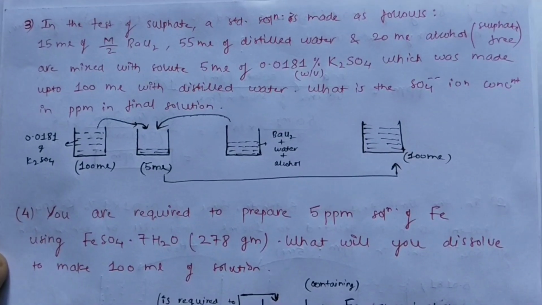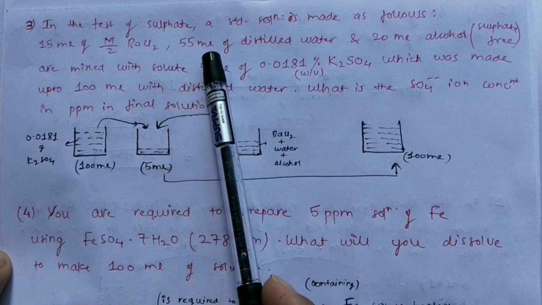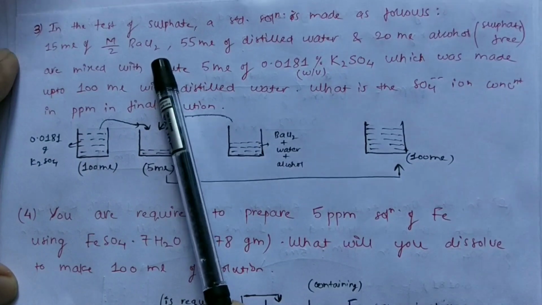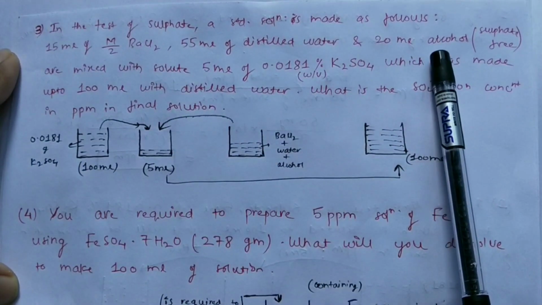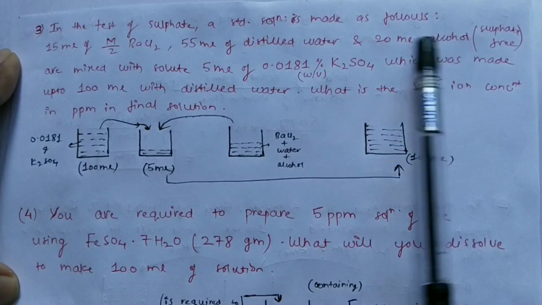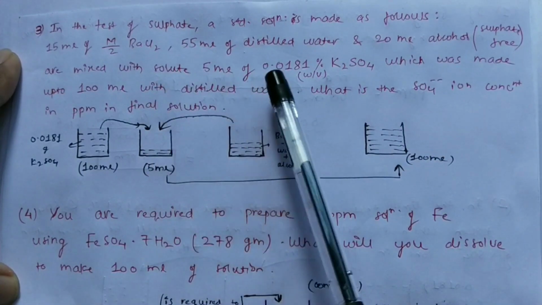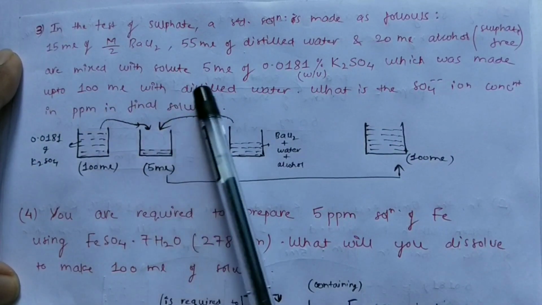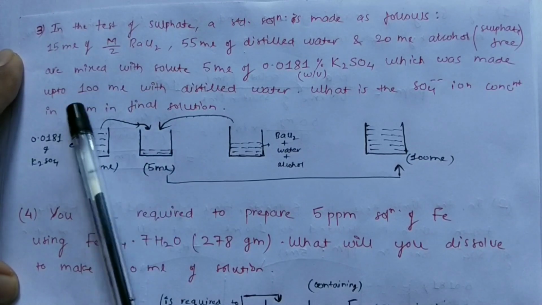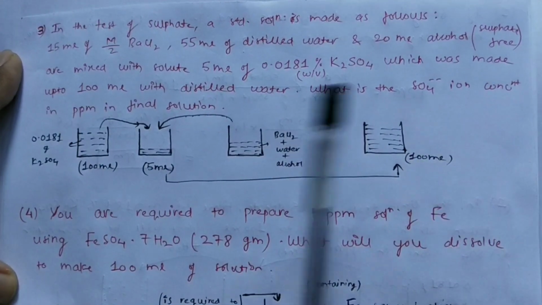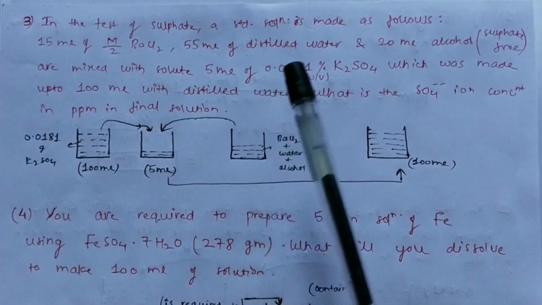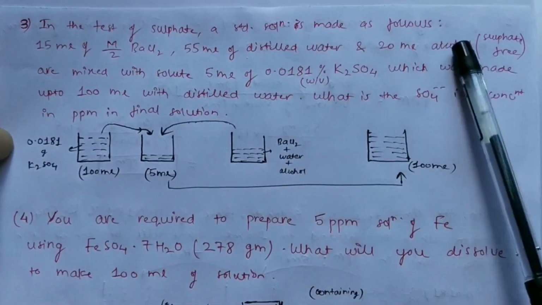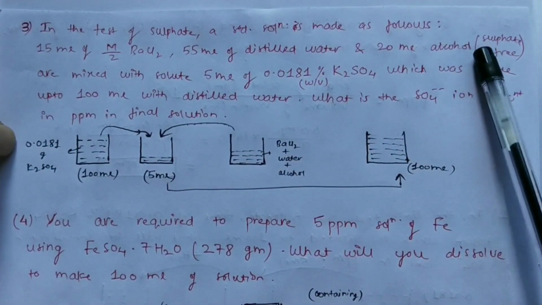Now let's see another question. In the limit test of sulfate, the standard solution is made as follows: barium chloride 15 ml, distilled water 55 ml, 20 ml sulfate-free alcohol is mixed with 5 ml of 0.018% potassium sulfate, which is made up to 100 ml with distilled water. Made up to means the final volume is 100 ml. What is the sulfate ion concentration in parts per million? See, this question is confusing us with barium chloride, distilled water and sulfate-free alcohol. So step by step we'll find out.